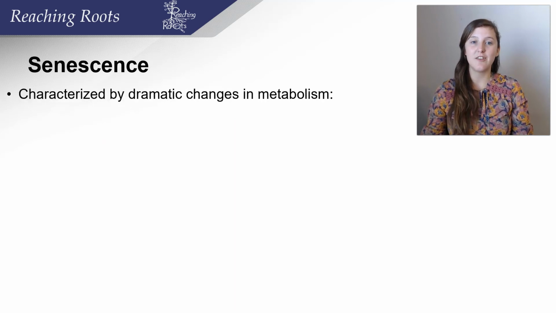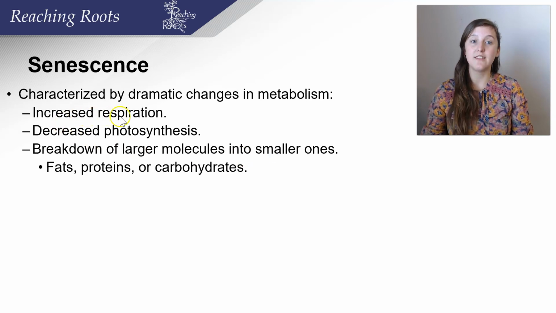Senescence is characterized by dramatic changes in metabolism. For example, the cellular respiration of the plant increases and the rate of photosynthesis decreases. And there's a breakdown of large molecules into smaller ones, such as fats, proteins, or carbohydrates.